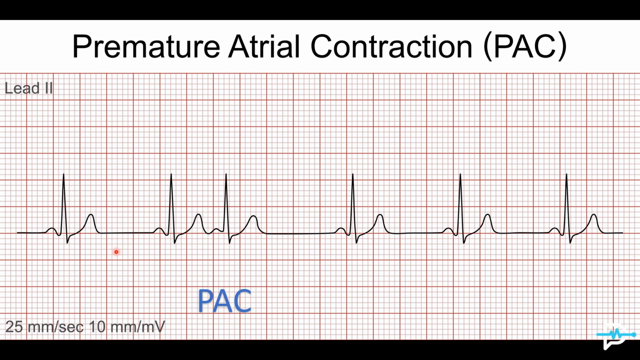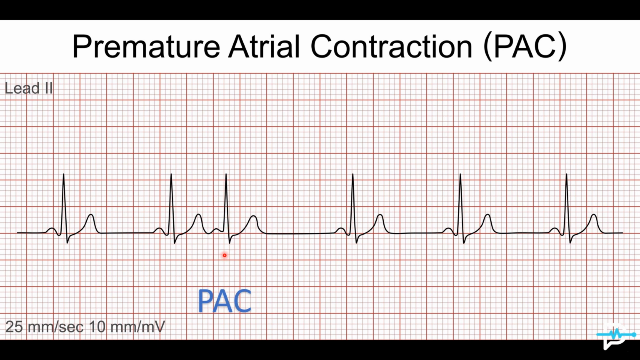These I think are a little bit more subtle, but if you look at this whole rhythm strip, you can tell there's something irregular about it. You have normal P wave QRS, normal P wave QRS, and then all of a sudden you have a P wave that looks different than the other ones, and it comes too early. A premature atrial contraction usually starts with a different looking P wave because it's starting in a different part of the atria than the SA node, and then it goes down the normal conduction pathway.